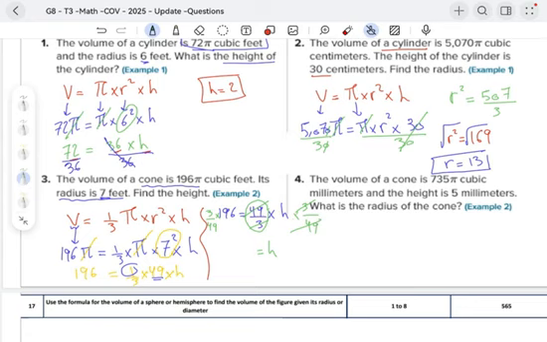Let's multiply. 3 times 6 is 18. 3 times 9 is 27, plus 1 is 28. 3 times 1 is 3, plus 2 is 5. So 588 divided by 49. I will do a long division. 588 divided by 49.